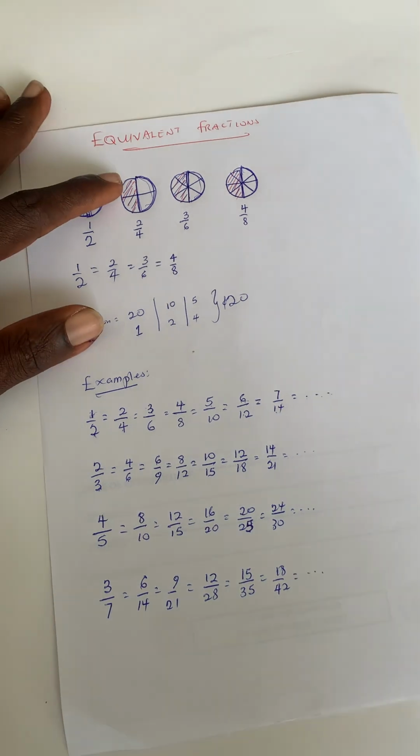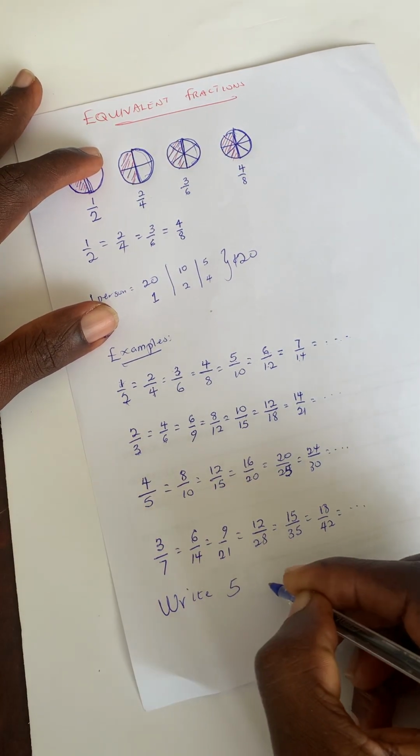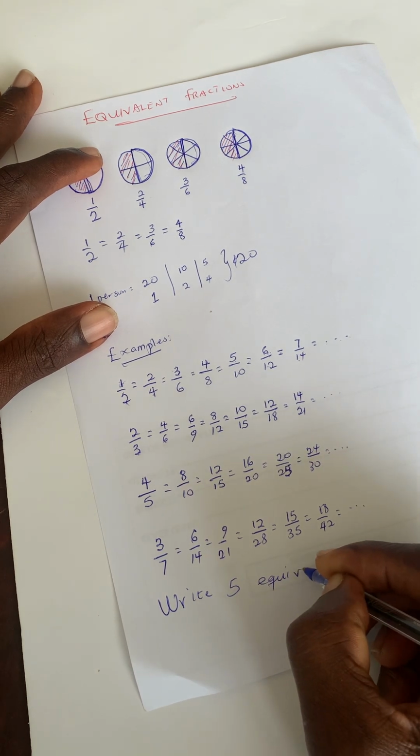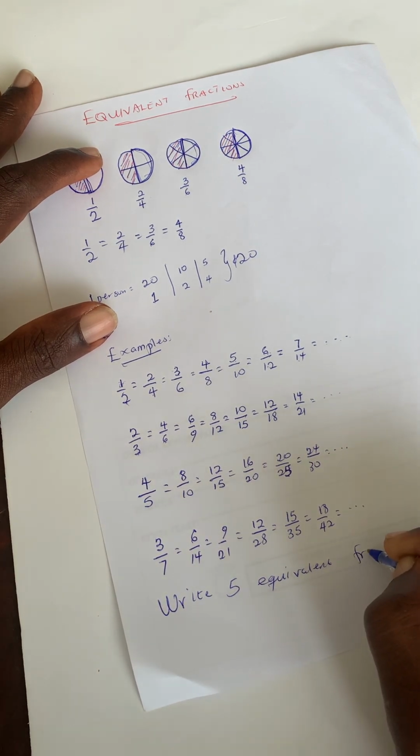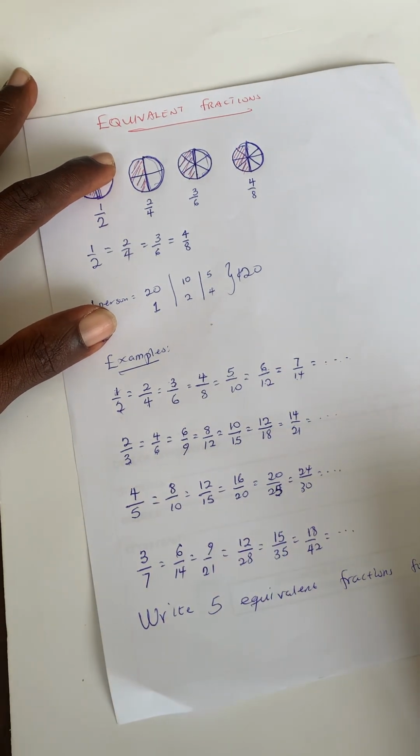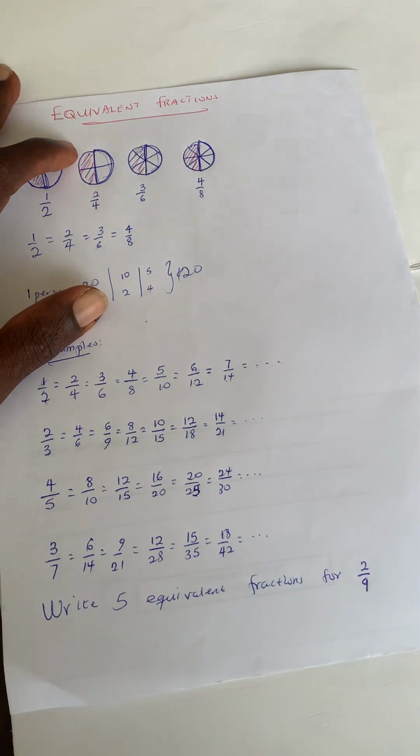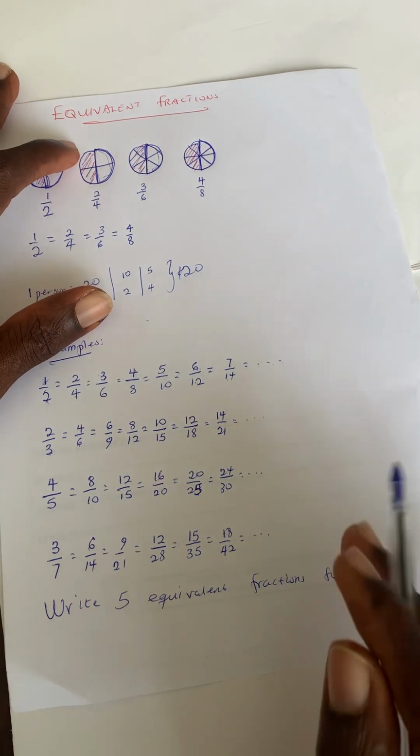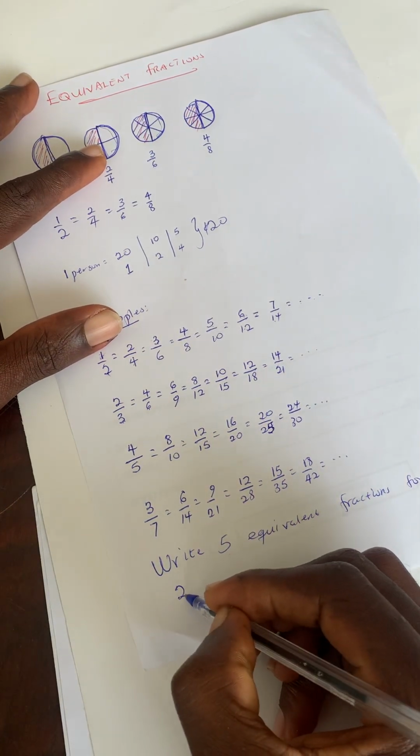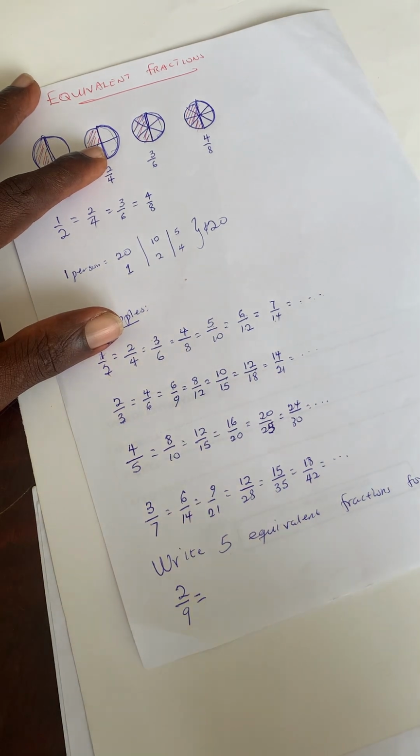So let's take one of it, that says write 5 equivalent fractions for 2 over 9. Now, it says write 5 equivalent fractions for 2 over 9. So it has been spelled out that you're writing 5 equivalent fractions. So here we go. 2 over 9 equals, let us list it together.